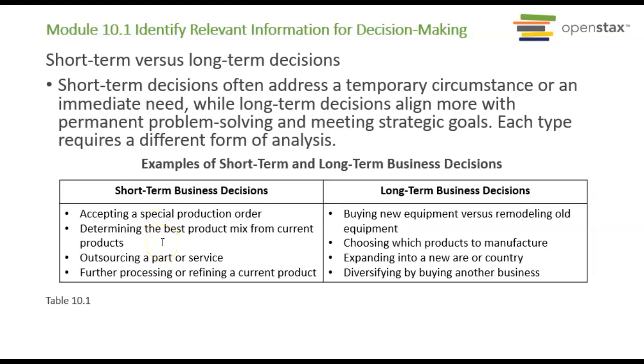Determining the best product mix. So if we make two different models of bicycle, the consumer grade and the racing grade, what is the optimal mix of the manufacturing in order to maximize our profits? Are we going to outsource a part or a service?